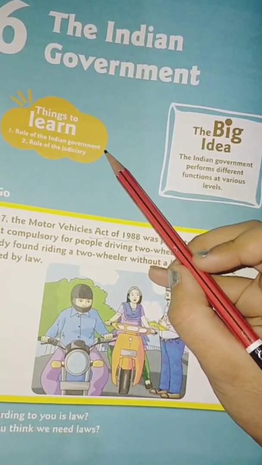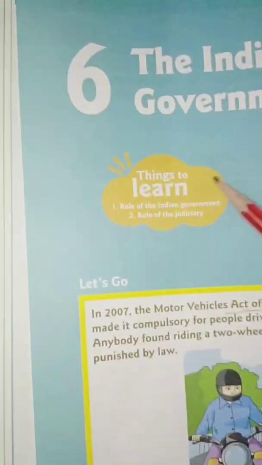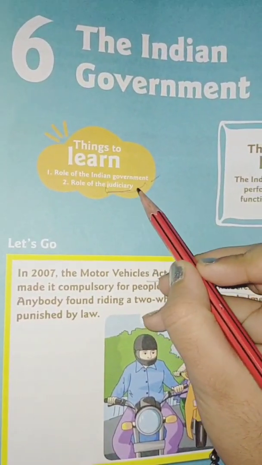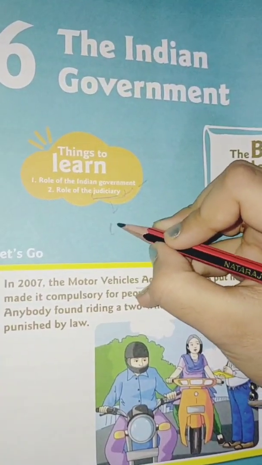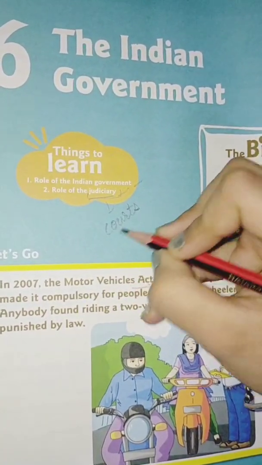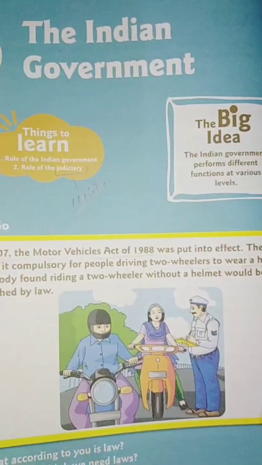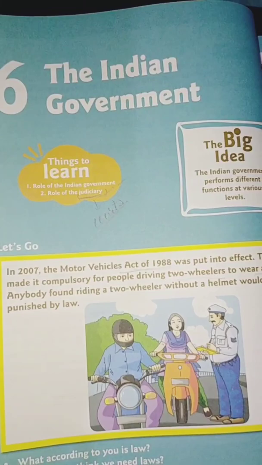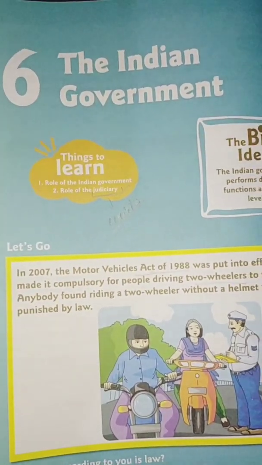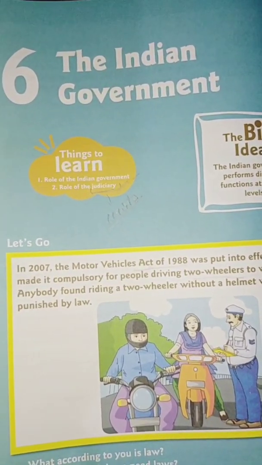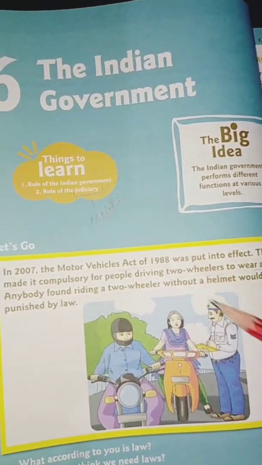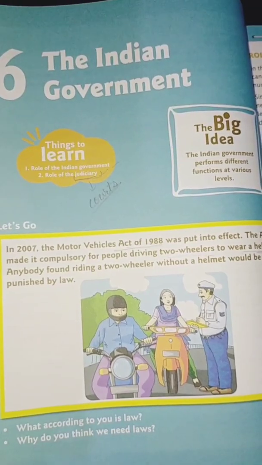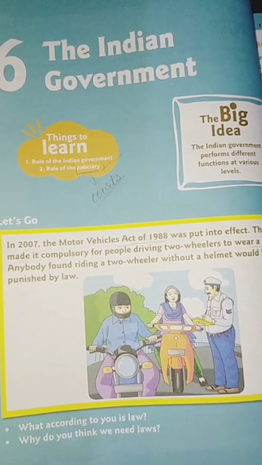Further, we came to know about the role of the Indian government and the role of the judiciary, which relates to the courts. The various courts are available in India. Now, why are the courts there? Courts do justice for the people. Whenever a person commits any kind of crime, the court gives justice to the person who is a victim of that crime.